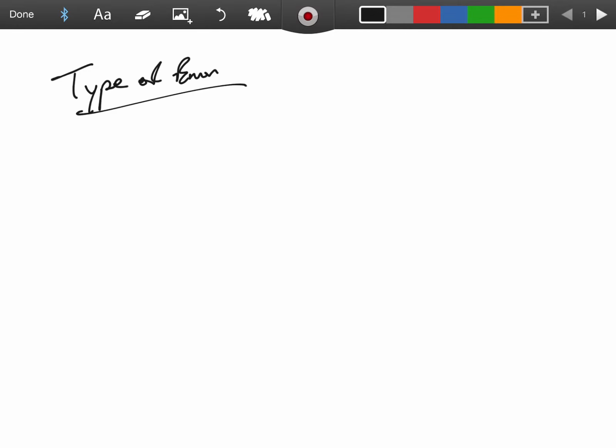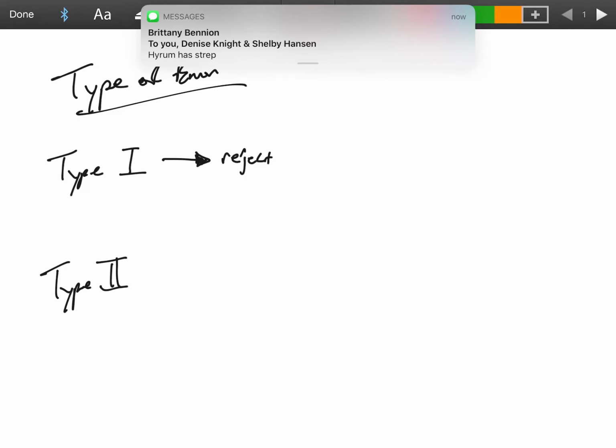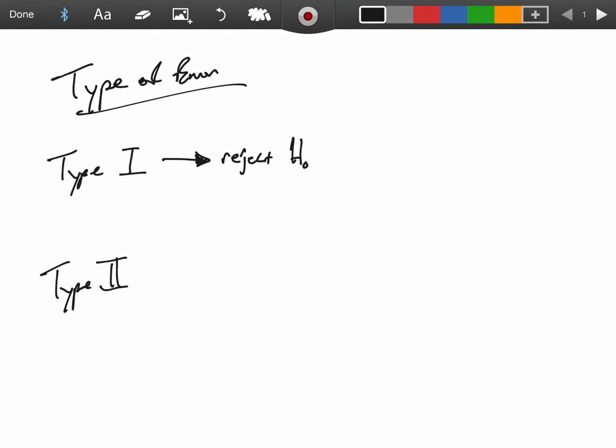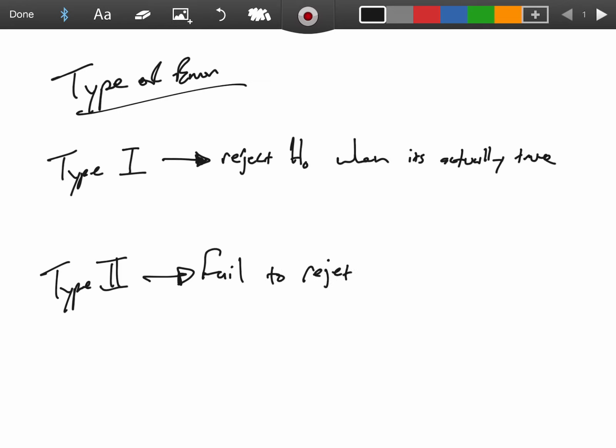So 2 types of errors we can commit. So there's type 1 and type 2. Okay, so to boil this down, the type 1 error, this is when we reject the null hypothesis when it's actually true. And this one, and again, look at this language, we fail to reject the null when it's false.